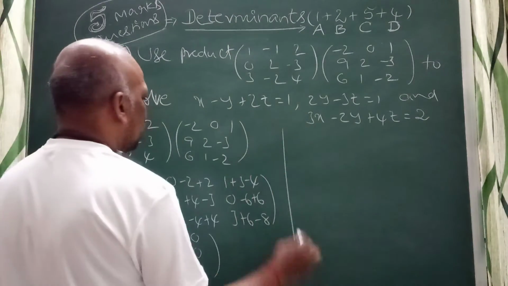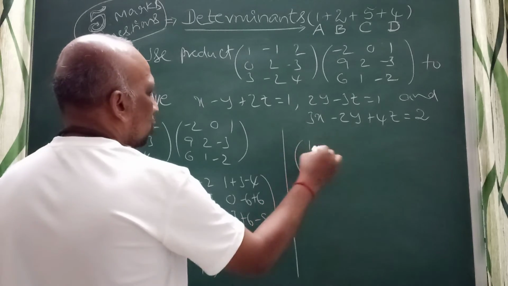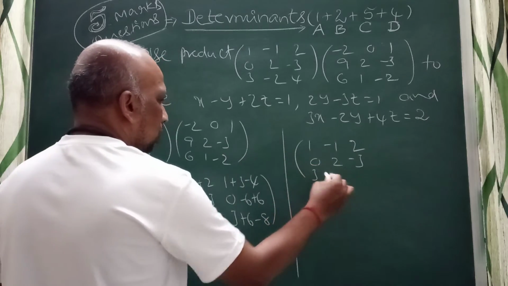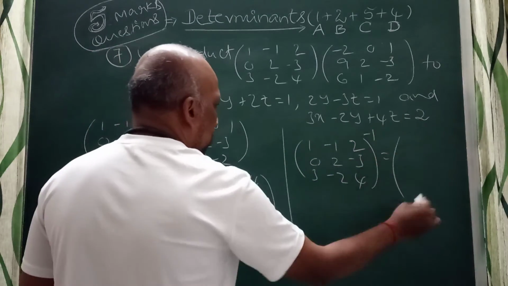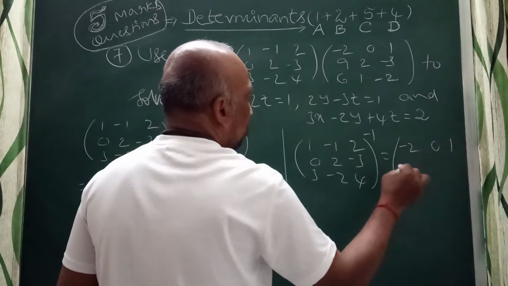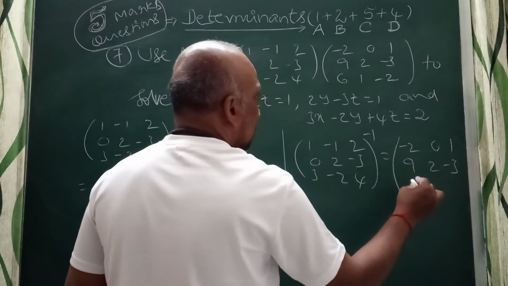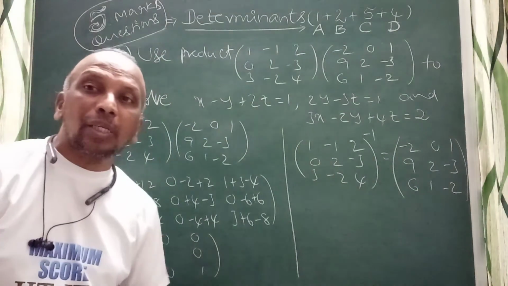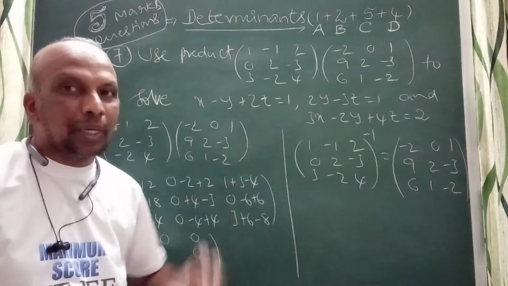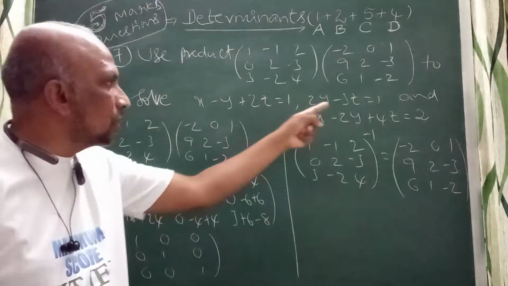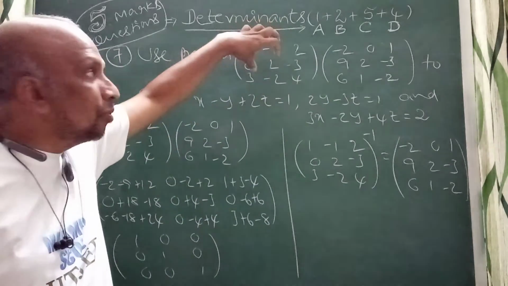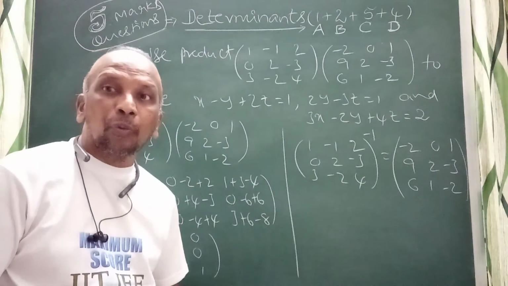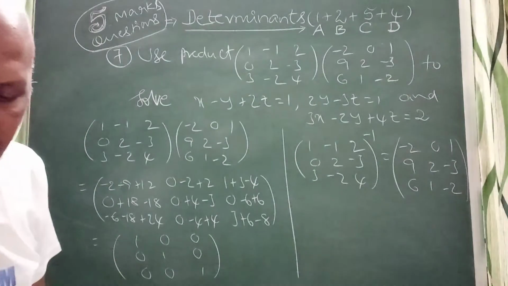Here I can conclude that, therefore, the inverse of 1 minus 1 2, 0 2 minus 3, 3 minus 2 4 is equal to this one: minus 2 0 1, 9 2 minus 3, 6 1 minus 2. Why? Because you can take the coefficients of x, y, z as this matrix, so the inverse of this will be this matrix. I have written this. Now you will use this to solve these three equations.